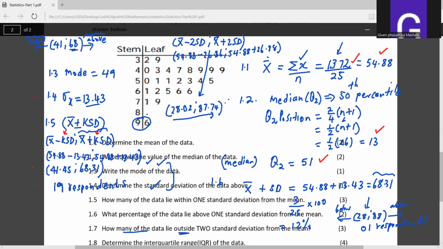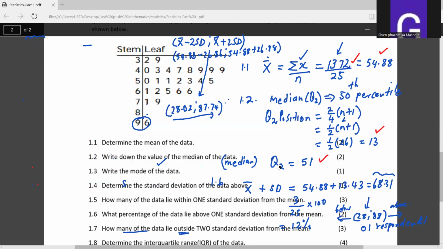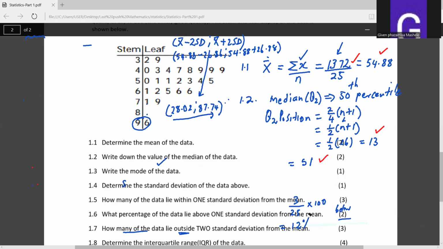I believe you are following. Remember, they did not say as a percentage. So in that case, it means we count by just doing a counting. It's only one respondent which is falling outside 2 standard deviations. And guys, this is a typical exam question. You need to make sure that you understand this. Practice makes perfect.